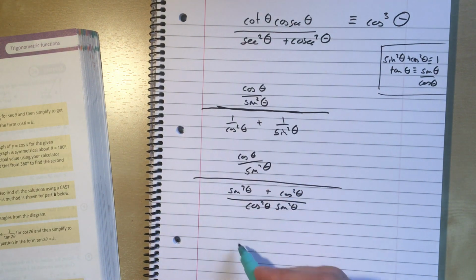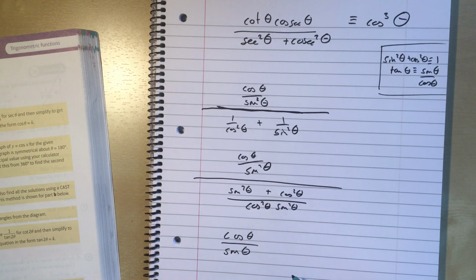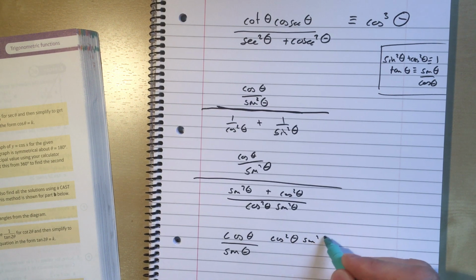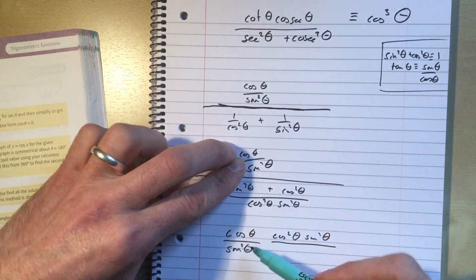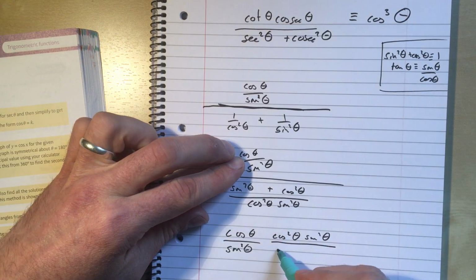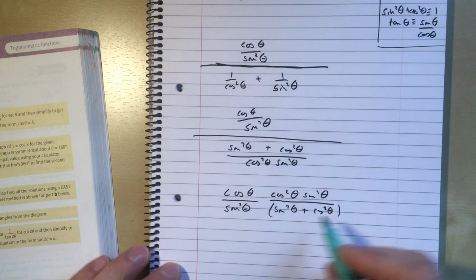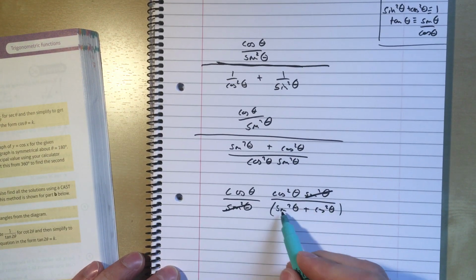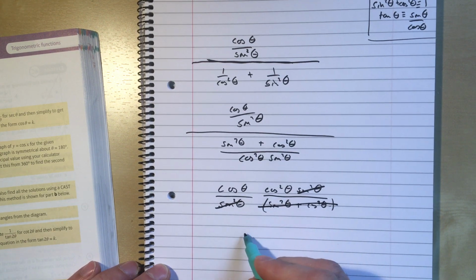And then I've got a fraction divided by a fraction, so cos theta over sine squared theta, and I have sine squared plus cos squared over cos squared theta sine squared theta. Flip the second fraction upside down and times. And I get this. Sine squareds cancel out. Sine squared plus cos squared we know is equal to 1, so that's like dividing by 1, and that leaves me with cos cubed of theta.